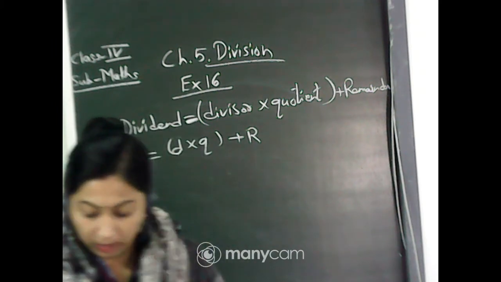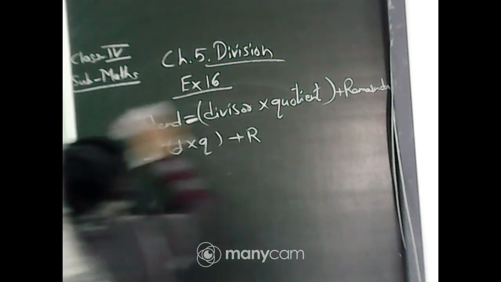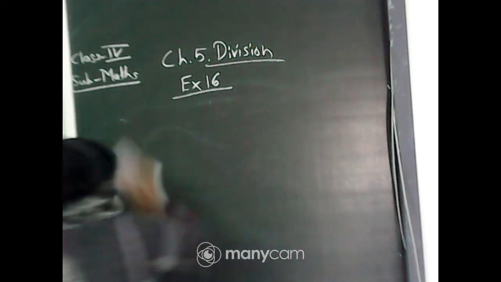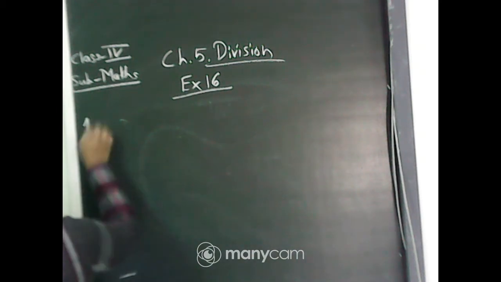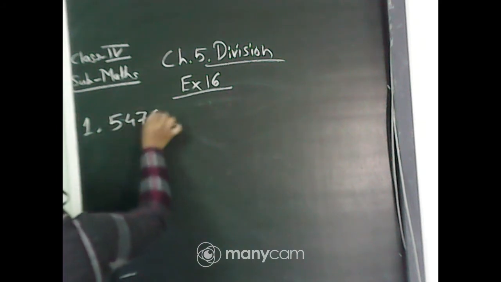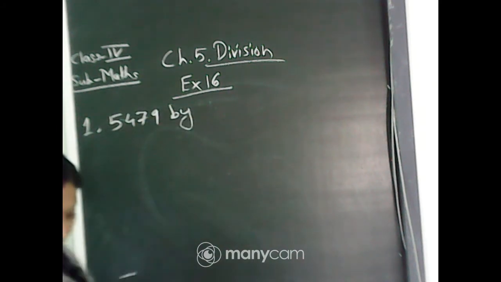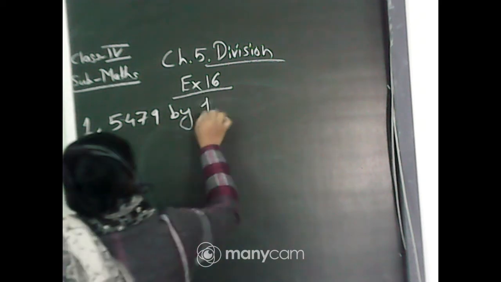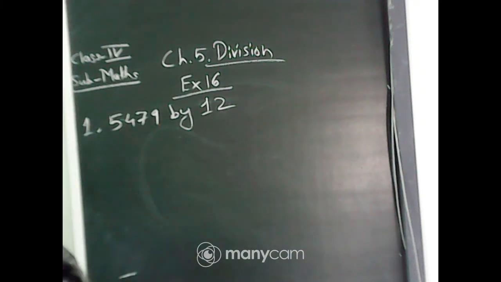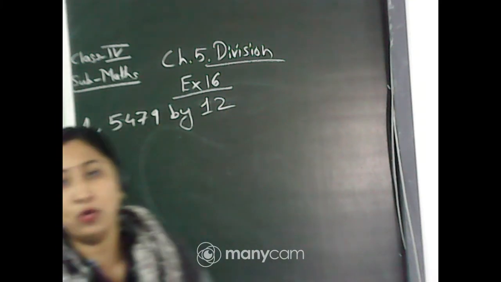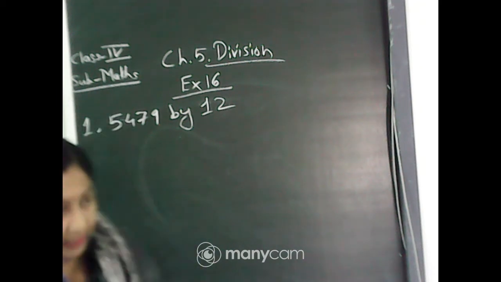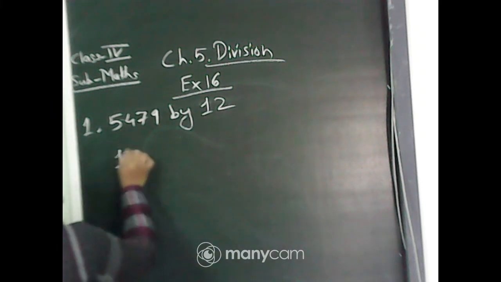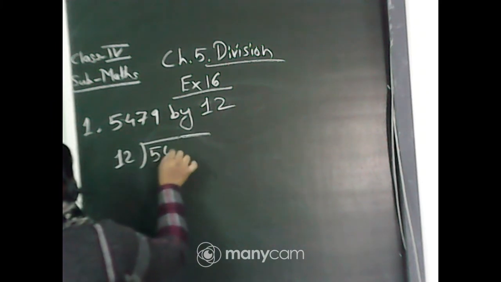So let us do the first one. Division, let us do the first one. Then we will check. It is given 5479 divided by 12. You have to divide it by 12. Okay, it is simple division. I think you all know how to divide it, isn't it? So 12 outside and this 5479 inside.